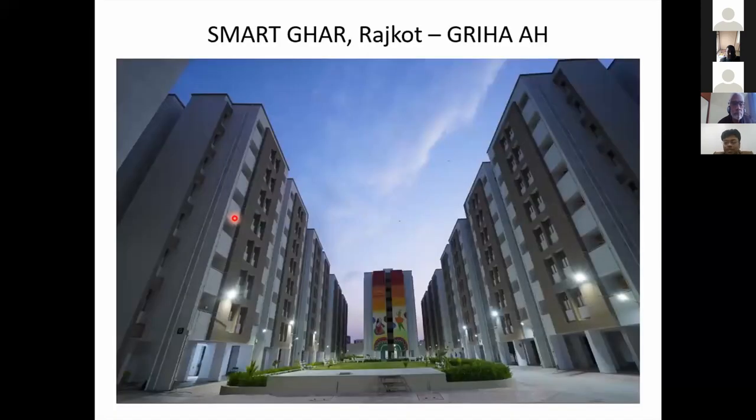Another example, a residential one this time, Smart Ghar in Rajkot. These are affordable houses.